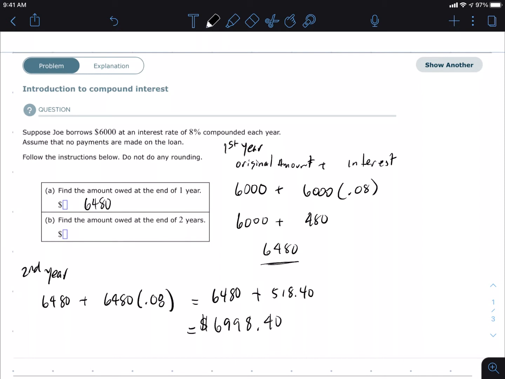So you can see something important here about this type of problem. In real life, when we're talking about borrowing money, you want to pay it off as quickly as possible. Because if you bought something for $6,000 and didn't make payments at 8% for 2 years, you've basically made that item $1,000 more expensive than what it originally was. Is that a good thing? Never. It's never a good thing.